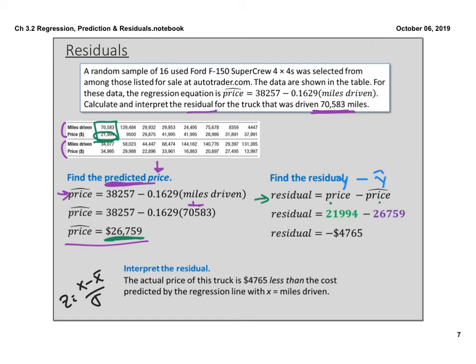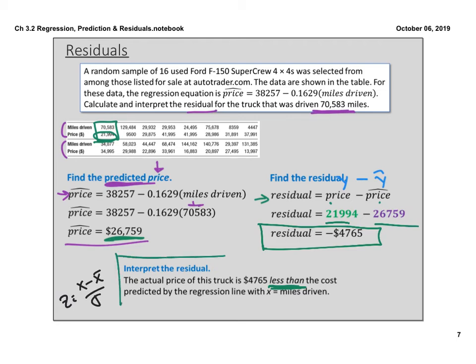So anyways, we take the data minus the prediction. In this case, that's 21,994 minus 26,759, and my residual is negative 4,765. And yes, it is possible to have a negative residual. It says the actual price of the truck was $4,765 less than the cost of the predicted price given by the regression line with X equaling the miles driven.